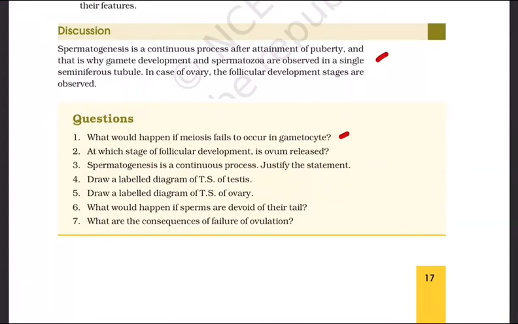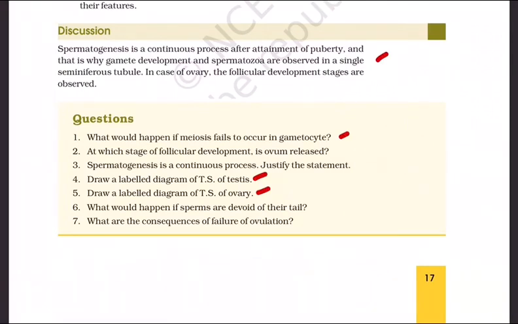Spermatogenesis is a continuous process. Justify the statement. Yes, spermatogenesis is a continuous process in human beings, and once it starts from puberty, until the late stages, it goes on. Draw a labeled diagram of Ts testis. Of course, you have to draw and label it. Draw a labeled diagram of Ts of ovary, because that will fetch you 3 marks. Already I told you, compulsorily you practice this so that 3 marks are safe in your pocket.